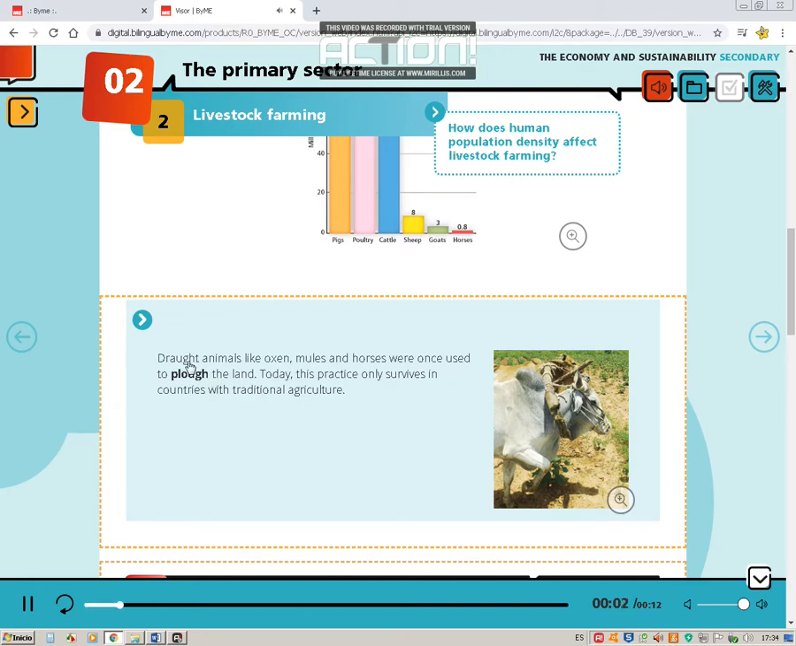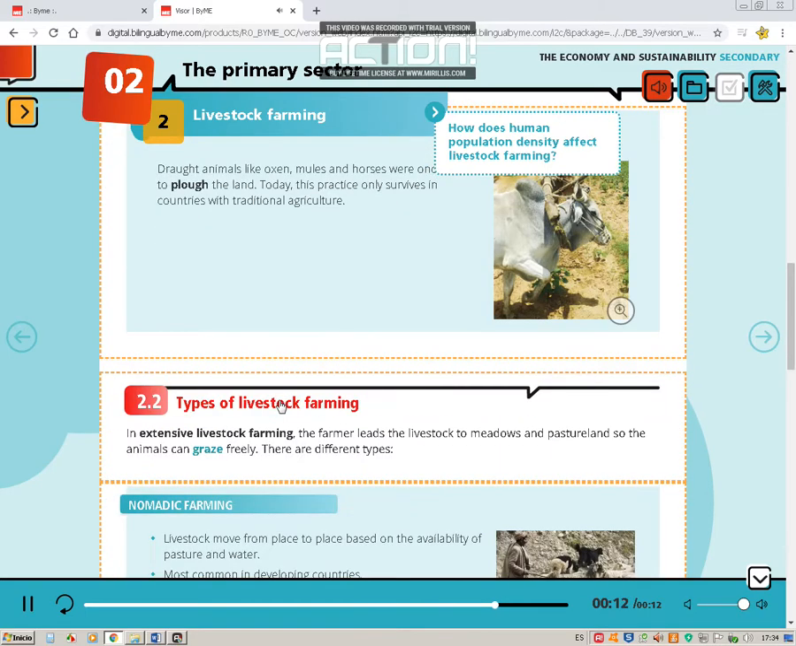Draft animals like oxen, mules, and horses were once used to plough the land. Today, this practice only survives in countries with traditional agriculture.